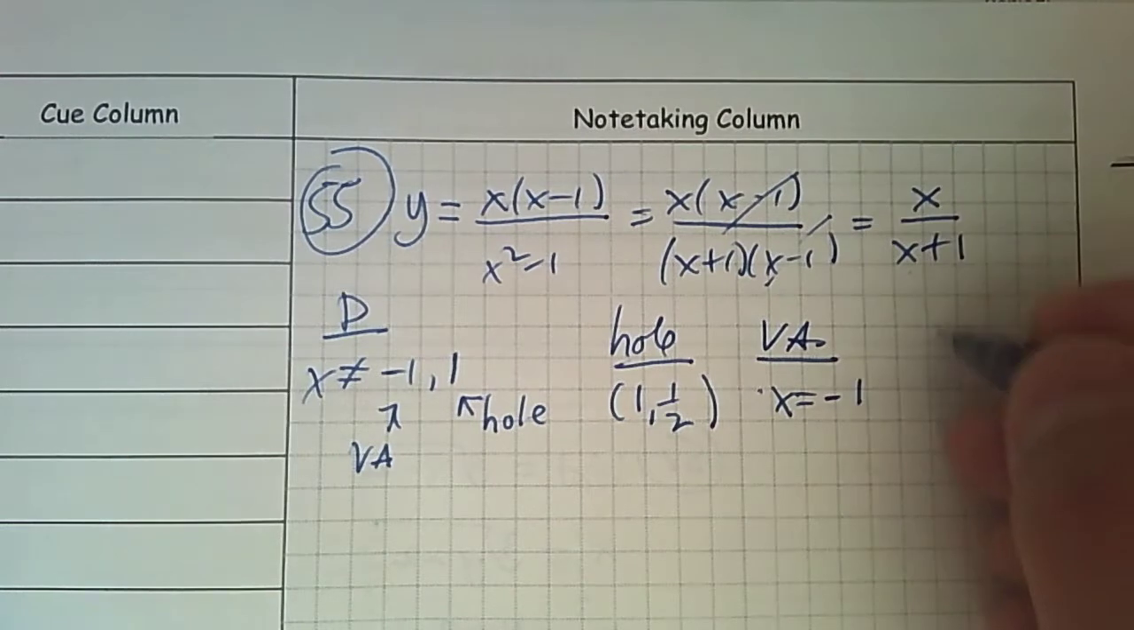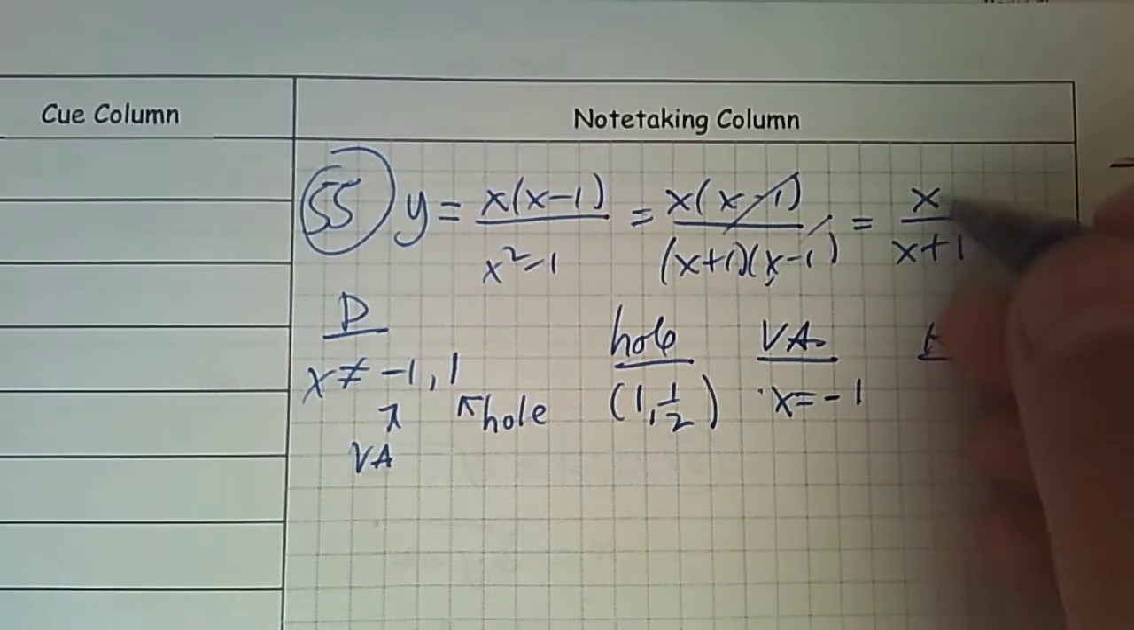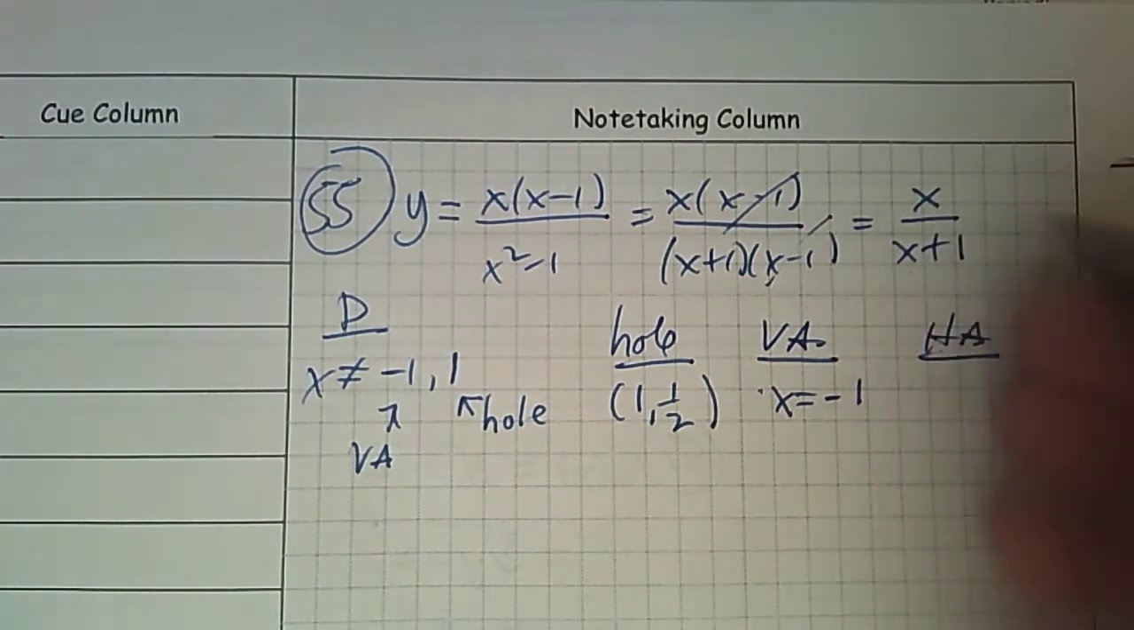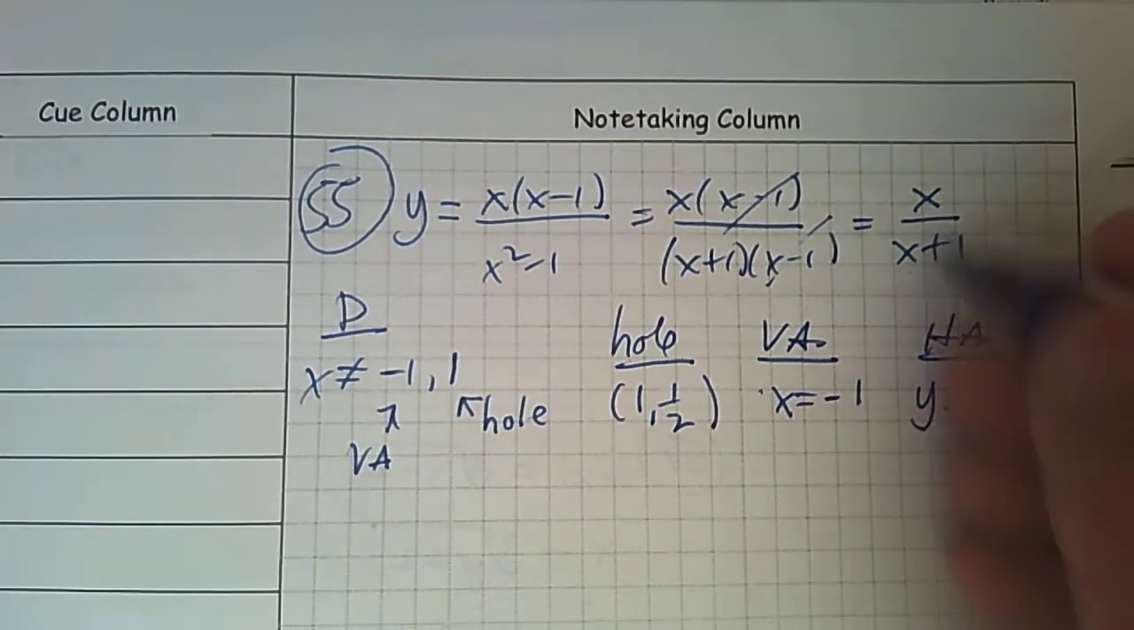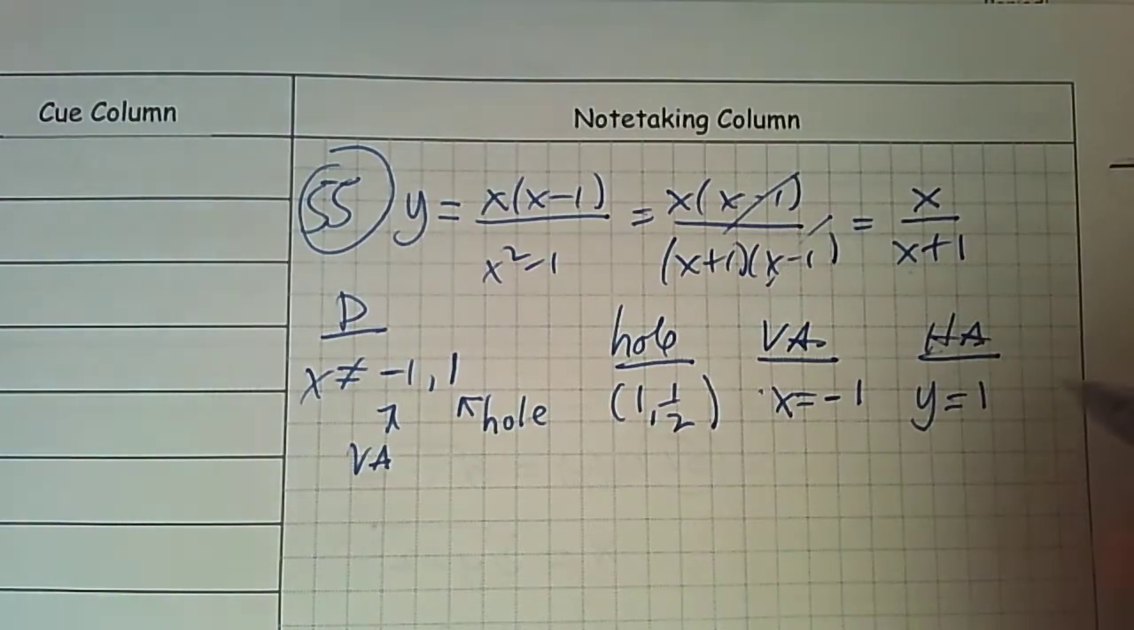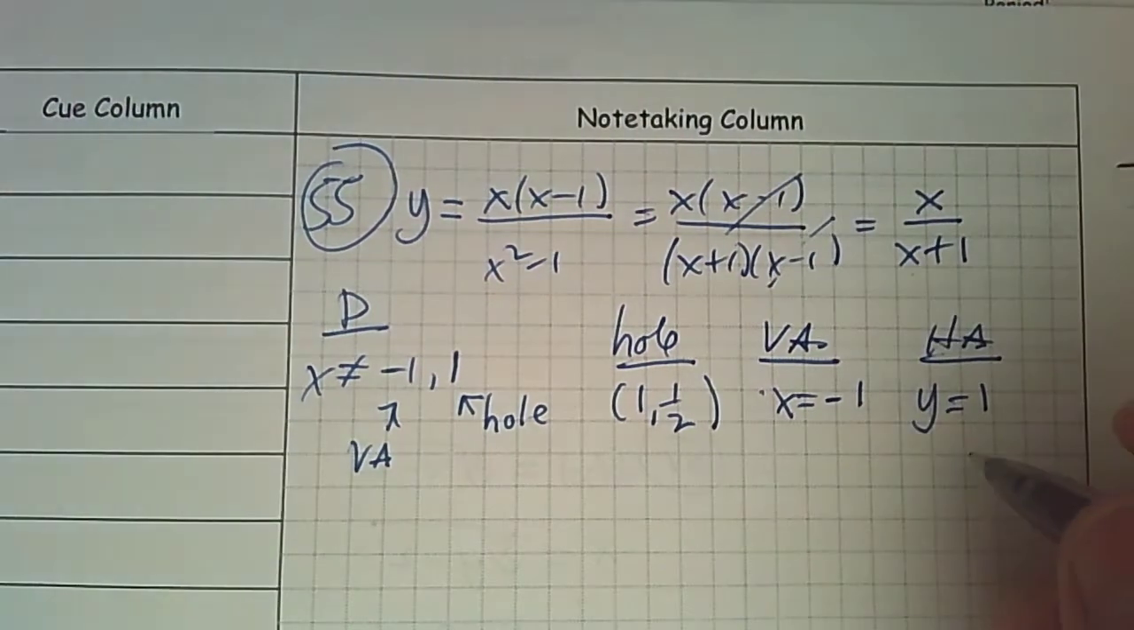The end behavior here for the horizontal asymptote, notice the top and bottom are equally powerful. So when I divide it, I get the answer 1. So x divided by x gives me that. That's the end behavior. We could also write the end behavior as a limit, but we're not going to.